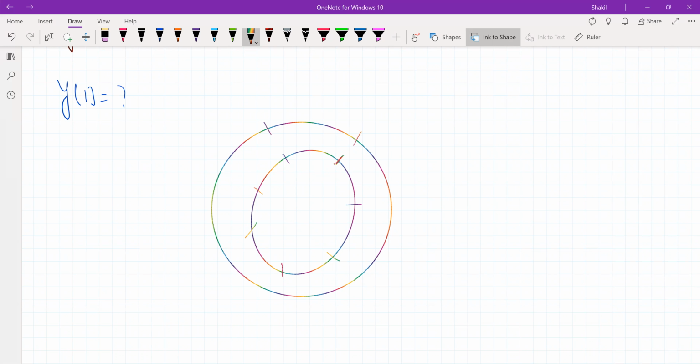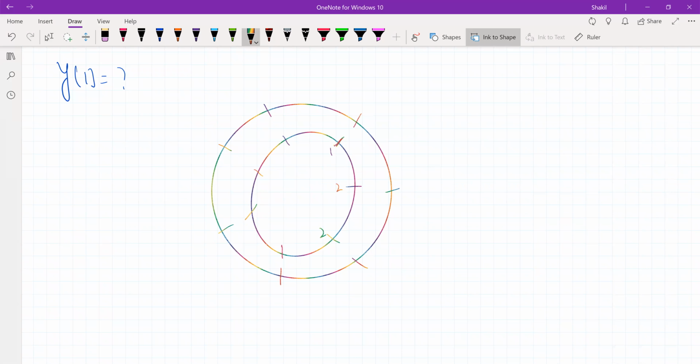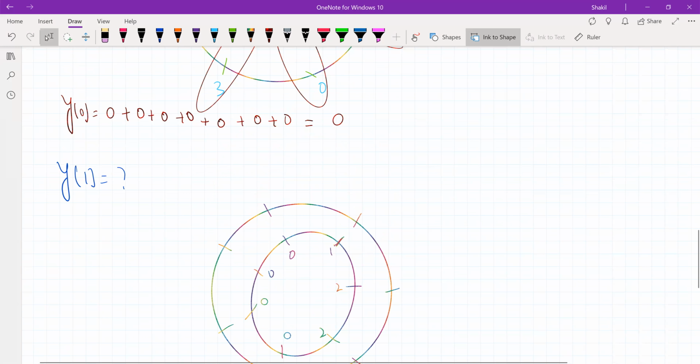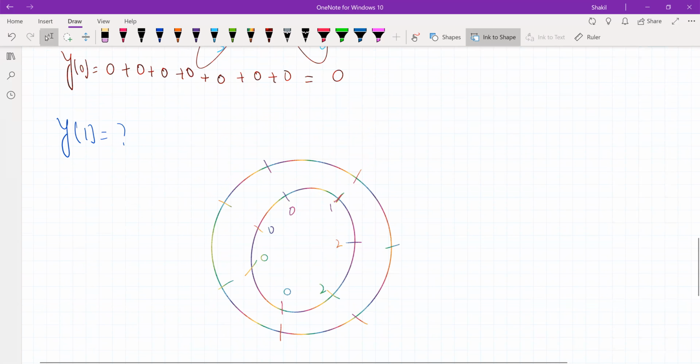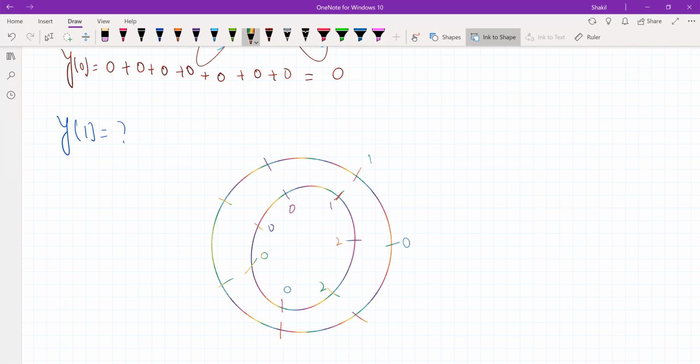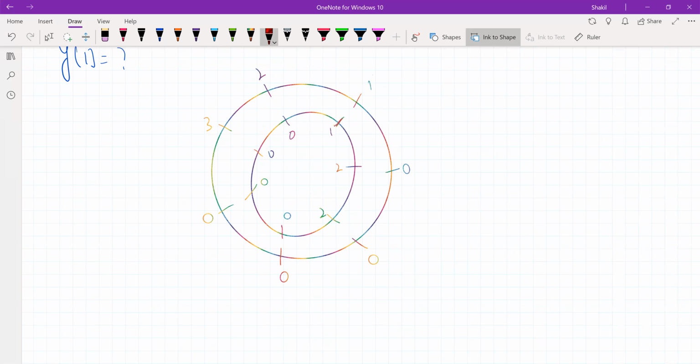And 1st, 2nd, 3rd, 4th, 5th, 6th, and 7th. So let me keep x1 fixed. This is 1, 2, I think I am using it in the clockwise fashion. 2, 0, 1, 0, 0, 1, 0. Now the other term, I arrange it in the counterclockwise fashion. So I will do the rotation in clockwise fashion. So this first term will come here. This is 1, 2, 3, 0, and 0. Now I will multiply the corresponding terms, this one with this one, this one with this one.